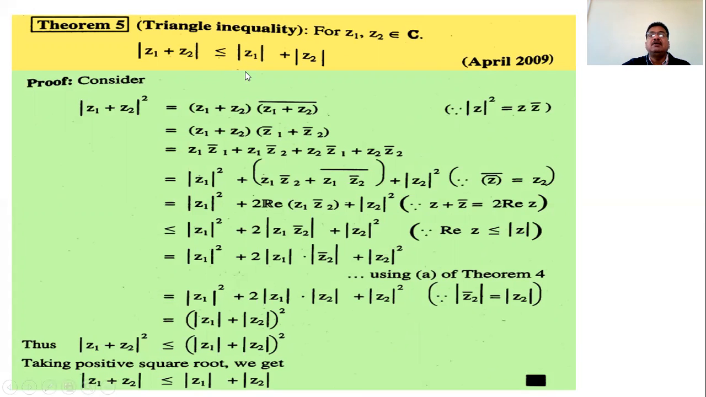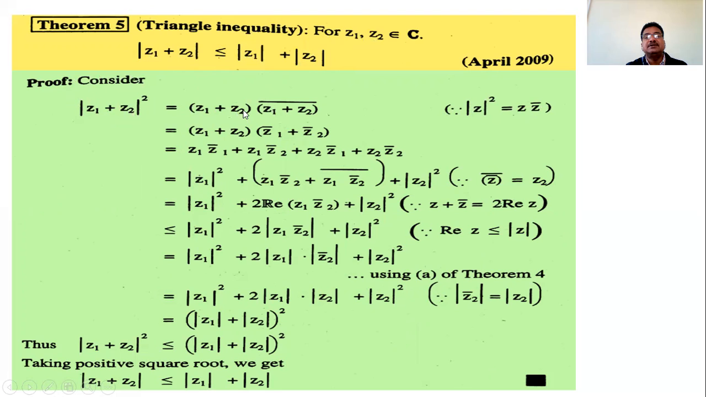It's called the triangle inequality. Z1 and Z2 are complex numbers. Then prove that mod Z1 plus Z2 is less than or equal to mod Z1 plus mod Z2. You already observed this for real numbers, that mod a plus b is less than or equal to mod a plus mod b. Like that, mod z1 plus z2, where z1 and z2 are complex numbers, is less than or equal to mod z1 plus mod z2.